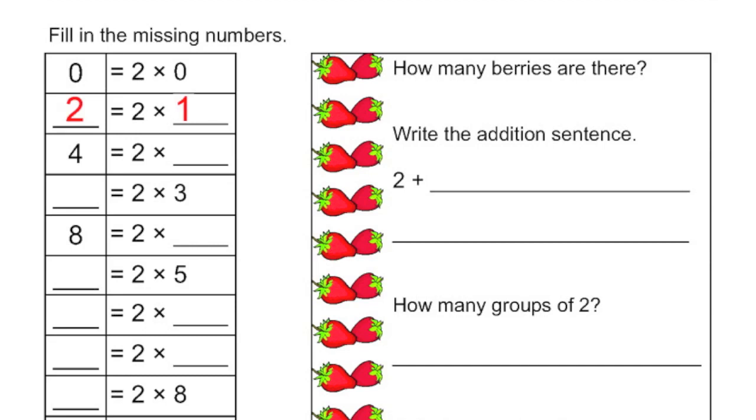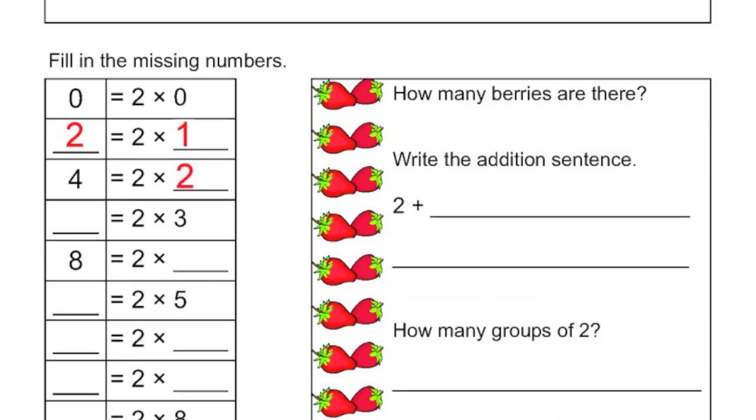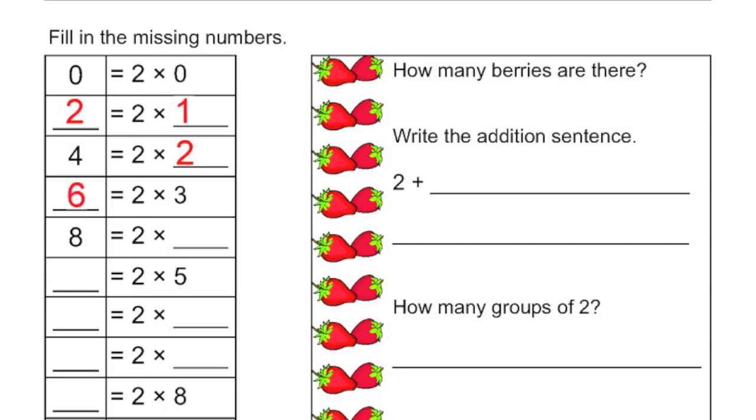Now 4, how many groups of 2 is equal to 4? Two groups of two. All right. So now I have three groups of two. How many total boots do I have? Or what would be my number here? 2 times 3 is equal to 6.